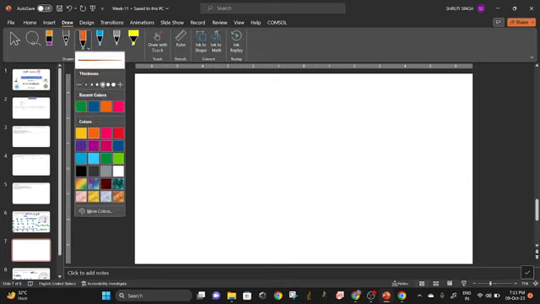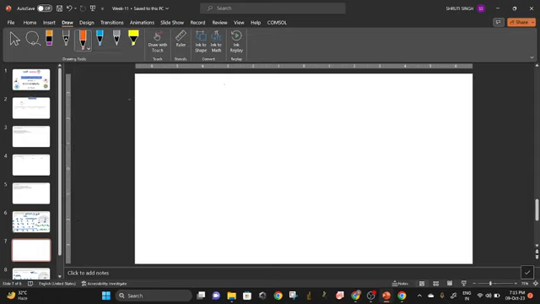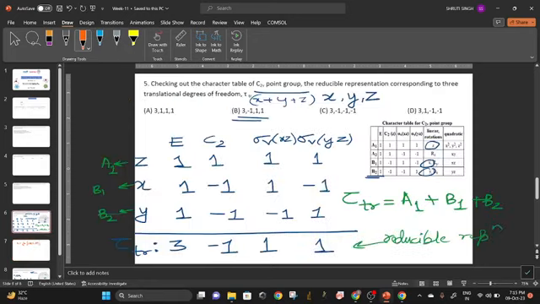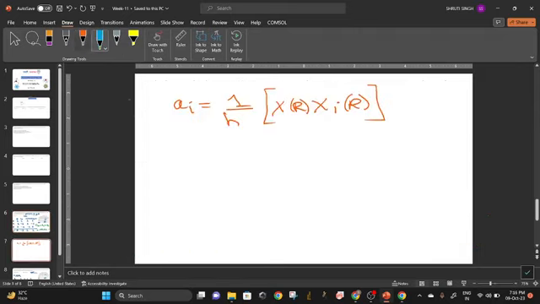What is the formula? Do you recall the formula which we use to break these reducible representations into irreducible? No, a_i equals 1 upon h. This is the formula I'm asking. So when I say that you have to break a reducible representation into irreducible representations, we use this formula. This comes from the great orthogonality theorem.